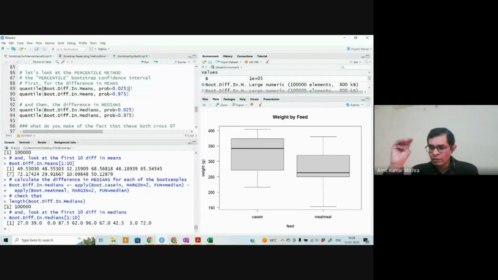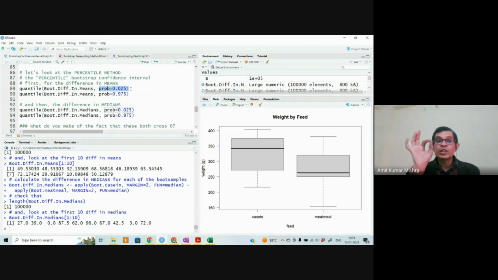One is the percentile method. Second is the basic method. Third is the normal method, and there are bias-corrected methods. Because of time constraints, I'm just discussing the percentile method. So you find the quantile of all the bootstrap differences which you have found, 10,000 of them.